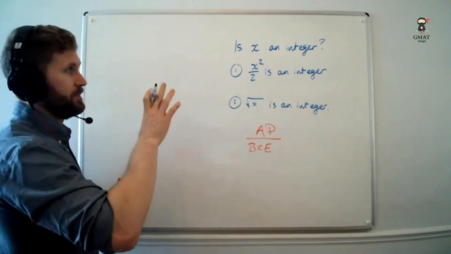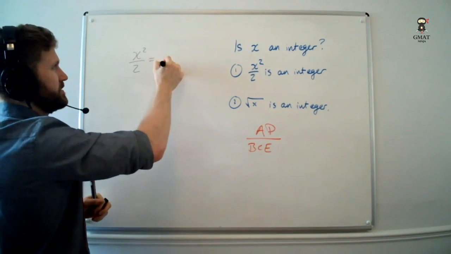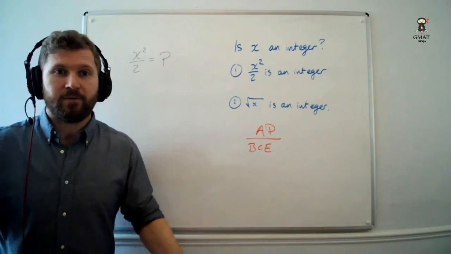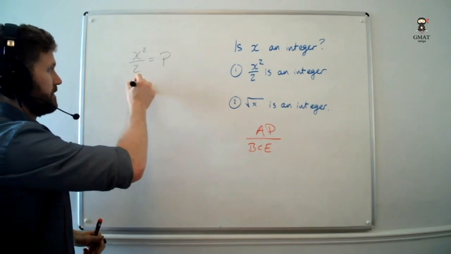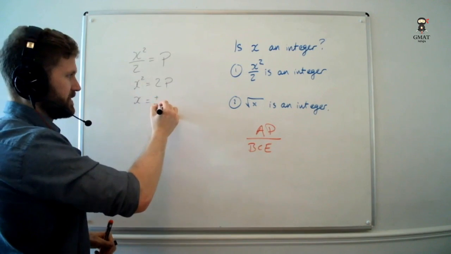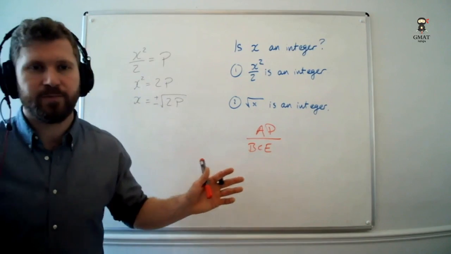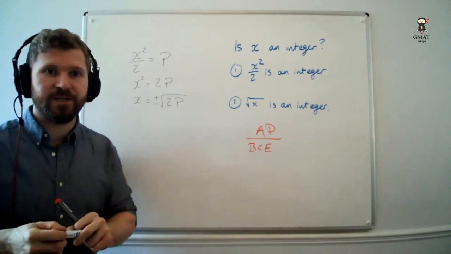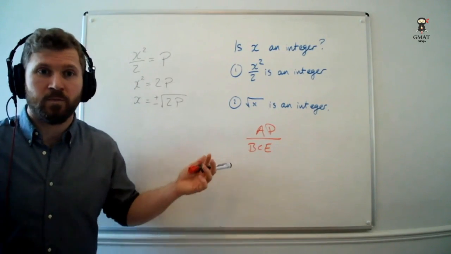Now, first one, X squared over 2 is an integer. Well, from that, being very literal with it, I could say X squared over 2 is equal to, I'll just use some letter P, where P is an integer. Now I want to know about X, so I'm going to take this little equation and make X into the subject. So X squared is equal to 2P, and X is equal to, well, we'll say plus or minus the square root of 2P. Now, the plus or minus isn't too important here. Negative numbers are still integers, but I'm really focusing on this square root of 2P bit. Could be an integer, maybe not.